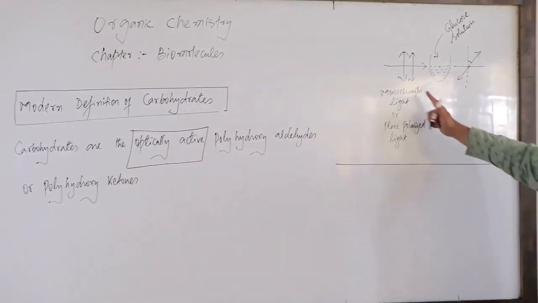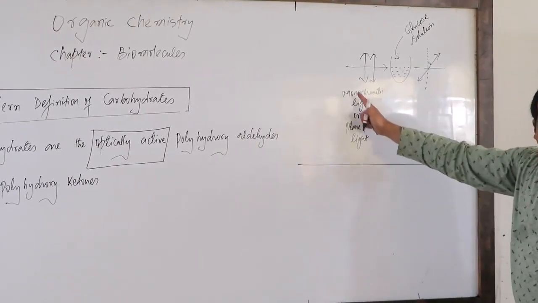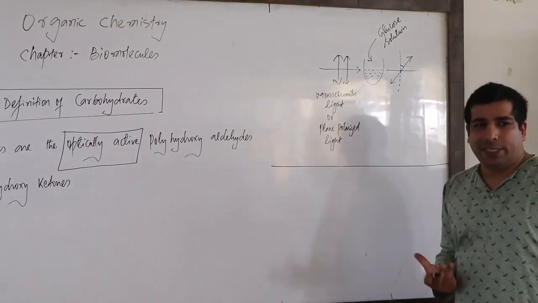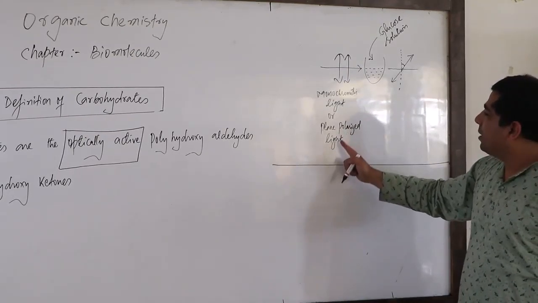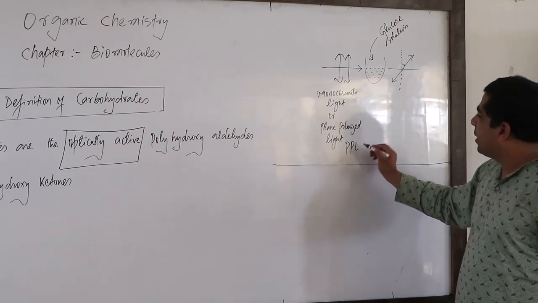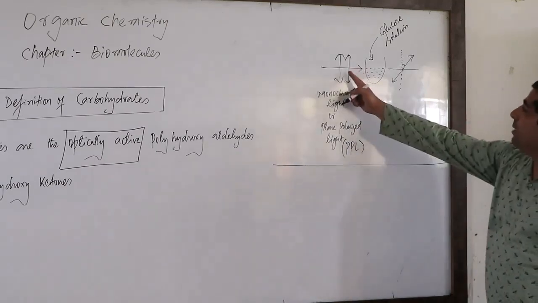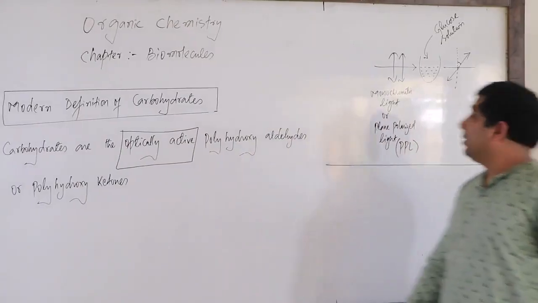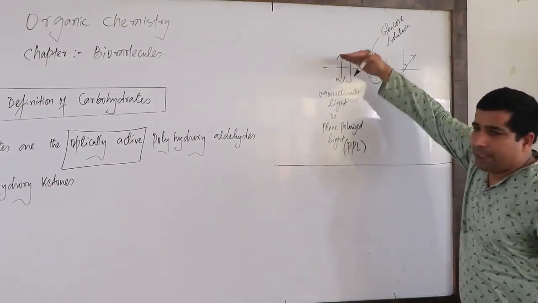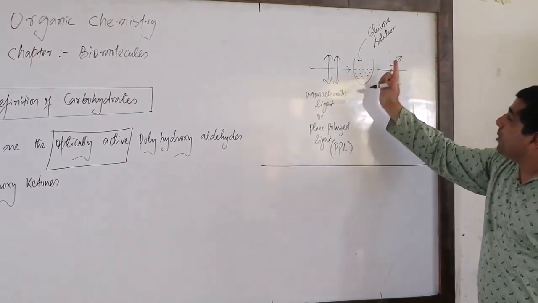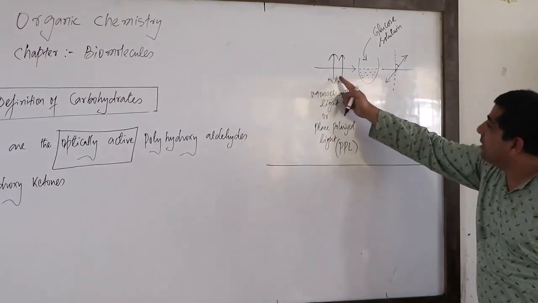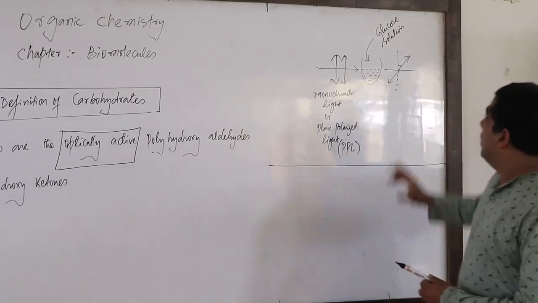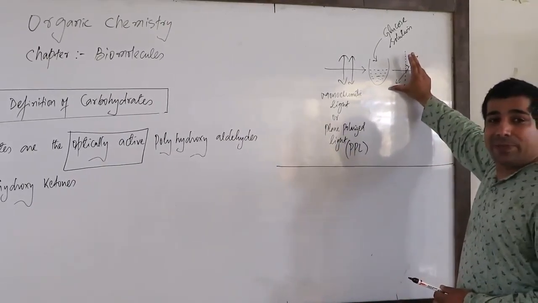I will tell you. When you pass this monochromatic light, mono means one, chrome means color. One color means one frequency. Or you can say unidirectional. It's also known as plain polarized light, PPL. When it is passed through the glucose solution, glucose being a carbohydrate, what happens to this particular light? It interacts with the glucose solution inside. After interaction, it is found that the light has been rotated.